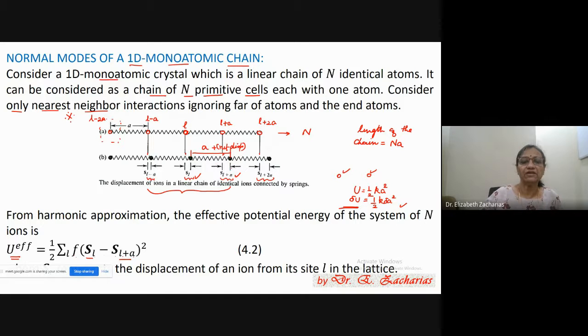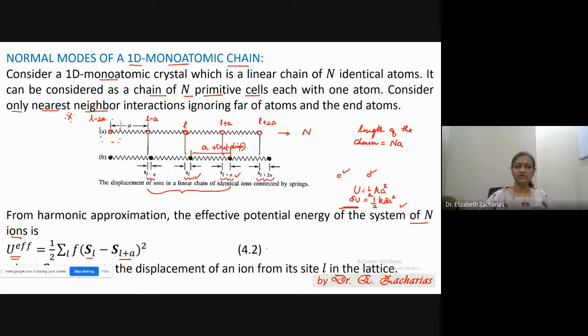Okay, so I get the net displacement by just taking the difference of S_L and S_(L+A), and then of course I am squaring it. But then I want it for the entire chain of N ions or atoms, the entire crystal made up of N such atoms or ions. So what should I do? I just have to add each such pair of interaction. So all I will do here is the summation over L of half F (S_L minus S_(L+A)) whole square.